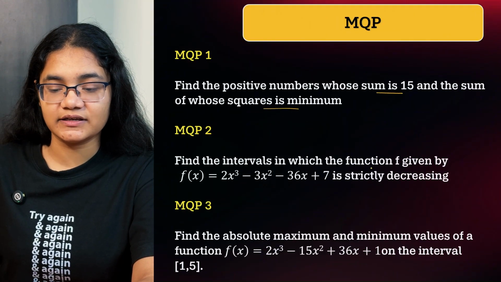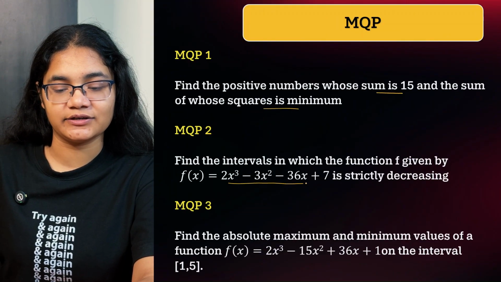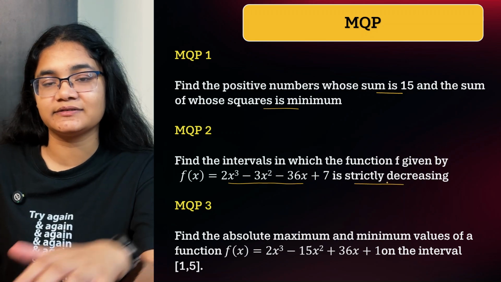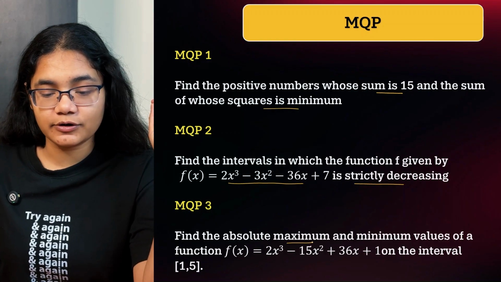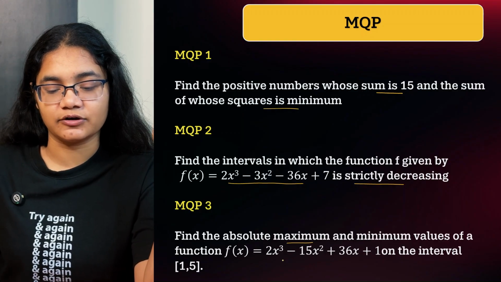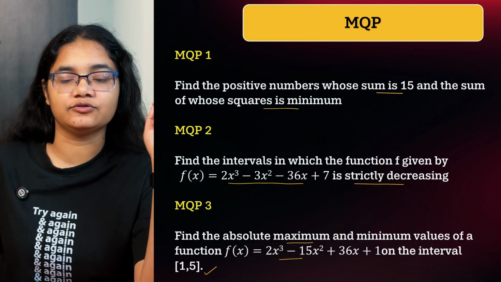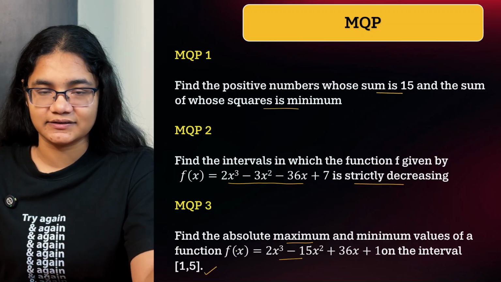Next, find the intervals in which the function f given by this equation is strictly decreasing. Okay, we have seen questions for increasing. Now here it is asked for decreasing. Next, find the absolute maximum and absolute minimum values of a function given on the interval 1:5. So this is the exact question that we have discussed also.